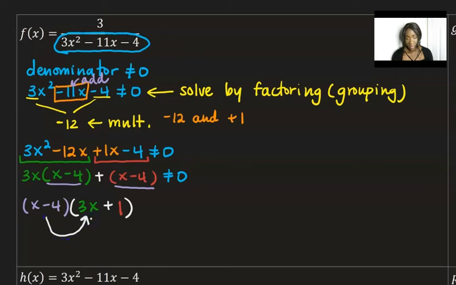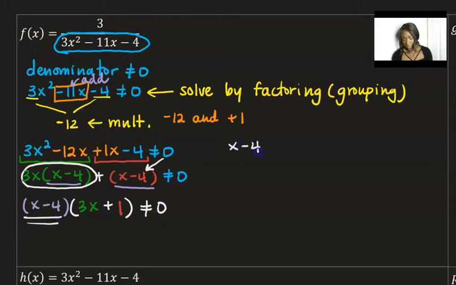Sometimes people forget about that 1 there, but think about if you were to distribute that x minus 4 back out to the 3x, then you would get all of this. But if you distribute the x minus 4 back out to the 1, that's how you get the x minus 4 that we had to start with. So now that we have done all of this work to have it factored, I'm going to take each of the factors, the factor of x minus 4, and set it not equal to 0, and the factor of 3x plus 1 and set it not equal to 0.